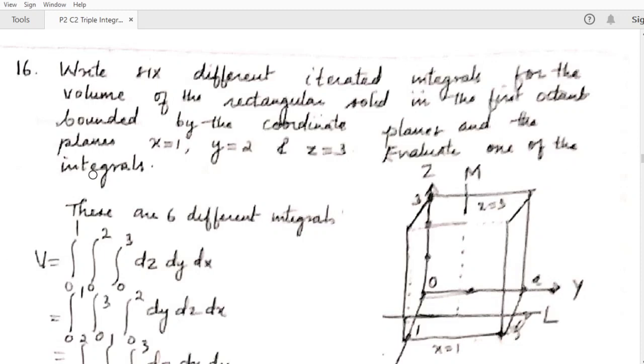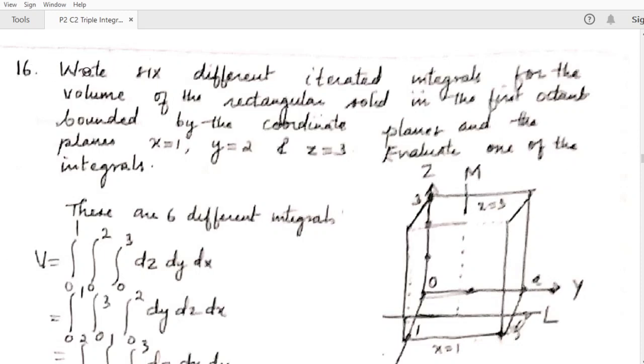Today we are going to discuss question number 16 of the topic triple integrals. In this topic, we are going to find the volume of a given solid by the method of triple integration. So, we have question number 16.